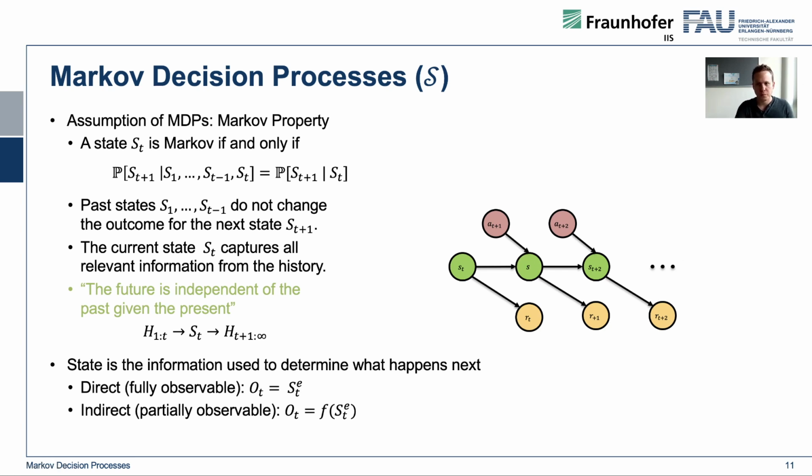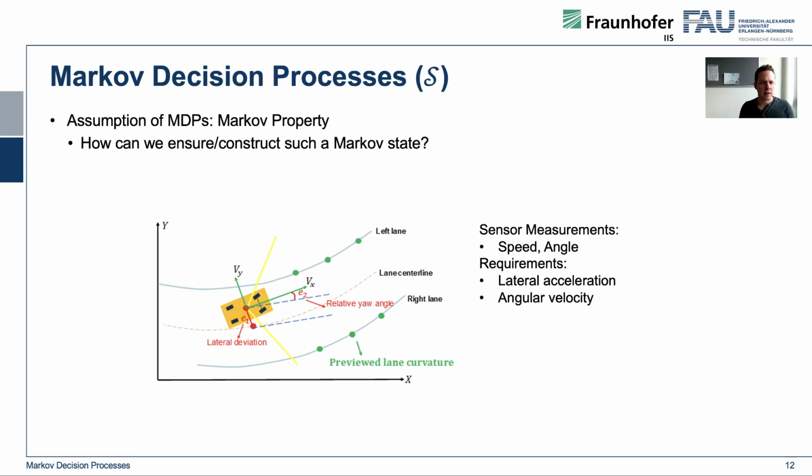Okay, so in practice, how can we construct or ensure such a Markov state? How can we actually assure that the Markov property is satisfied in practice? So, for instance, imagine that we have a car and we want to keep a lane. We want to have the car keeping a lane, and at some point you define your MDP and you want to know, okay, how do I define my state? Is my state defined by the position of the car on the road? And probably that's not enough.